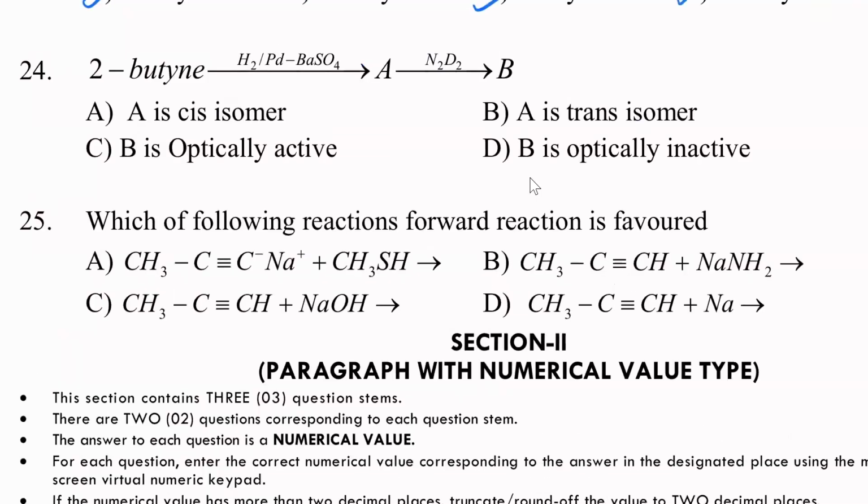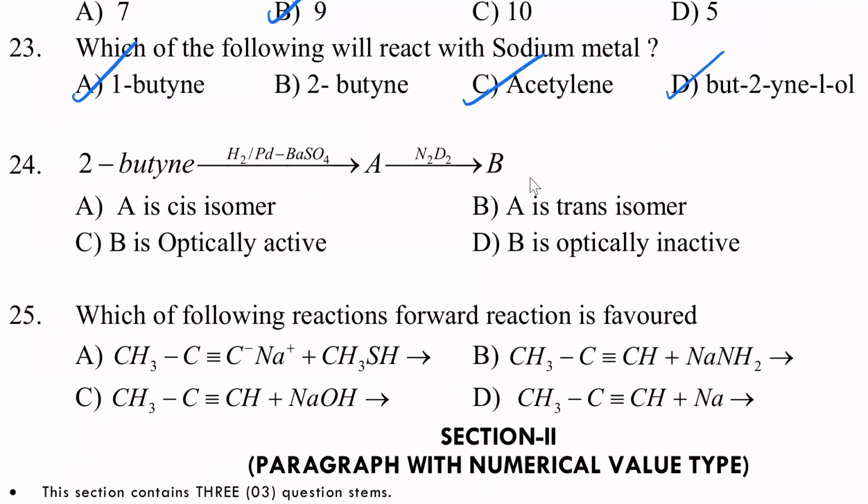2-butyne with H2 over palladium barium sulfate. Since it is 2-butyne, it will give you 2-butene. N2D2 will make a syn addition. So on a cis molecule, if I make a syn addition, what should I get? I will get an erythro, which means I'll get D and D, H and H, methyl and methyl.